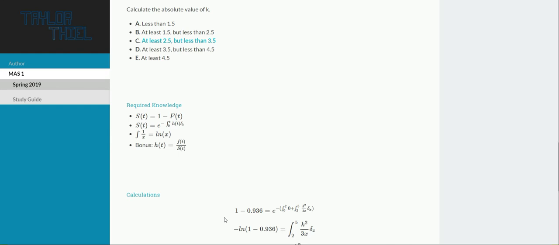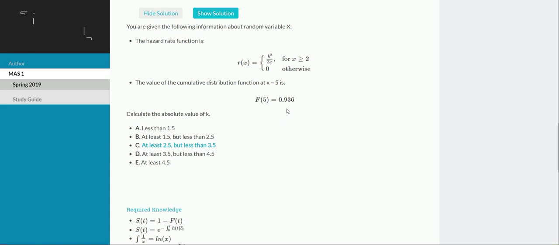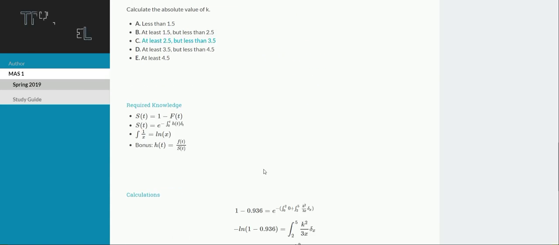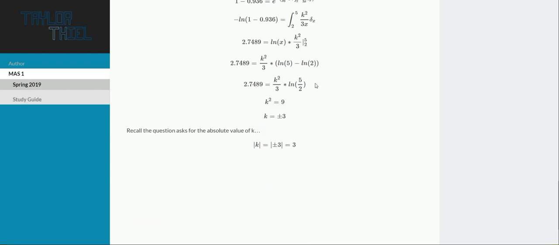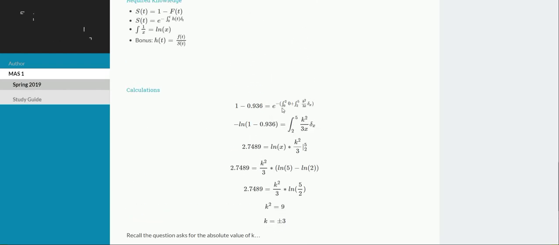So going into the calculations, it really boils down to this second formula with the e to the negative integral. That's what we want to get to because we have the hazard function, and so we need to immediately convert our CDF to a survival value. That's where we get this 0.936. We just do 1 minus that, and then we plug in our hazard function. Since it's piecewise, you see this integral going from 0 to 2 with a value of 0, and then separately integrating from 2 to 5 with the hazard function of k squared over 3x.